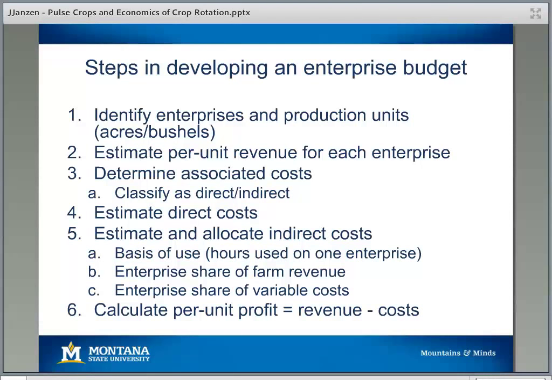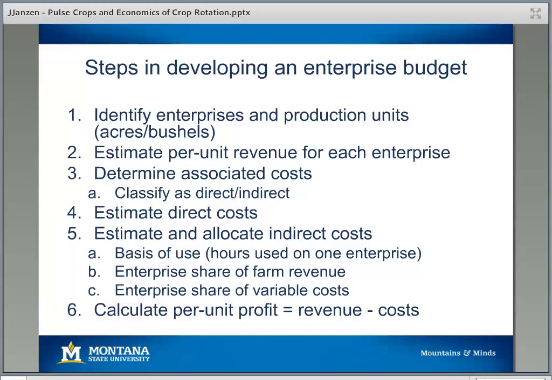For the indirect costs, this is a little bit more difficult, right? So we know that, say, we're going to depreciate a combine by so many dollars in this given year. We can divide that by the total number of acres and get a per acre estimate. But then how do we allocate that per acre estimate to particular crops? We can do this on a basis of use. So how many hours we use this machine on one crop or another, and that can be pretty helpful. But there are alternative methods.